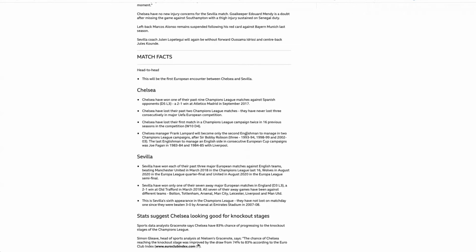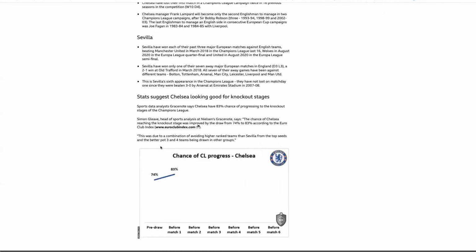Frank will be only the second Englishman to manage in 2 Champions League campaigns after Sir Bobby Robson, and the last Englishman to manage an English side in consecutive European campaigns with Joe Fagan. So there you go. So, having a look at some stats.